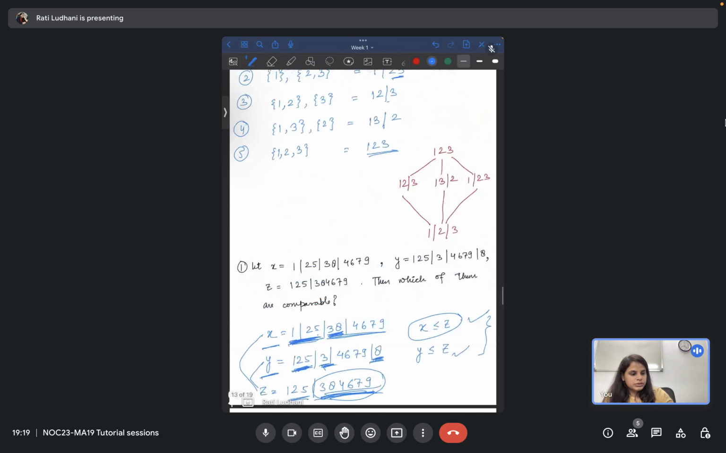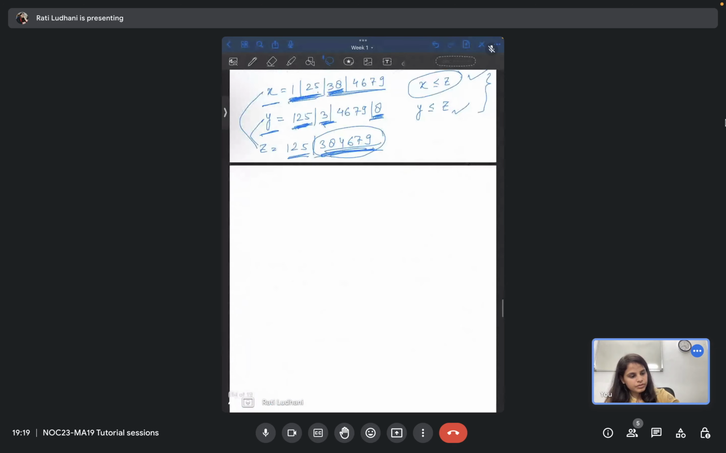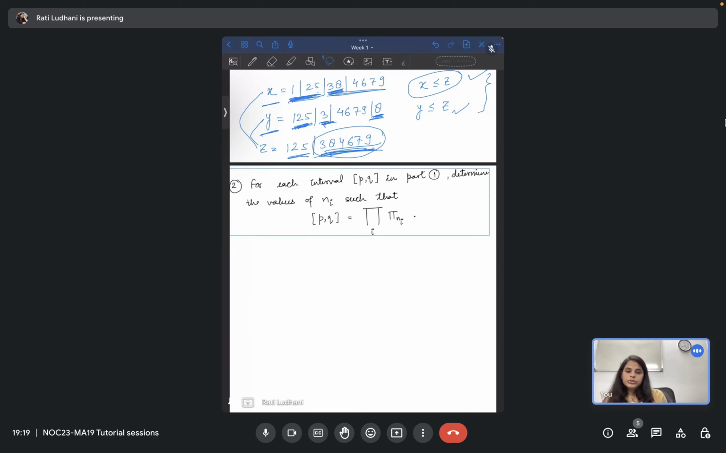Let's see what is the second part. For each interval PQ in part 1, you have got two intervals, xz and yz. So these are the only relations. You have these two intervals in part 1. Determine the values of n_i such that PQ is equal to the product of pi n_i.